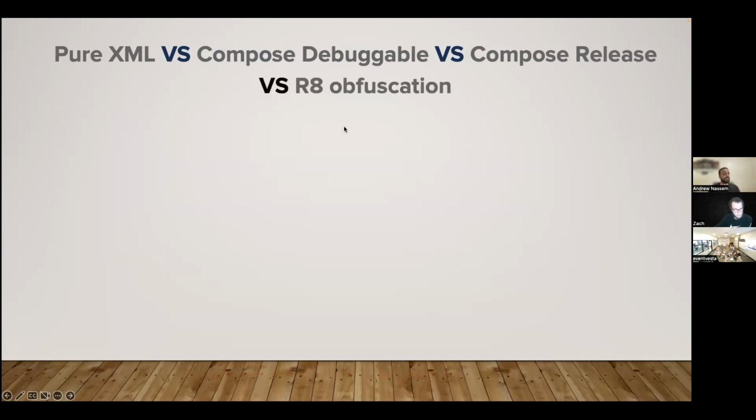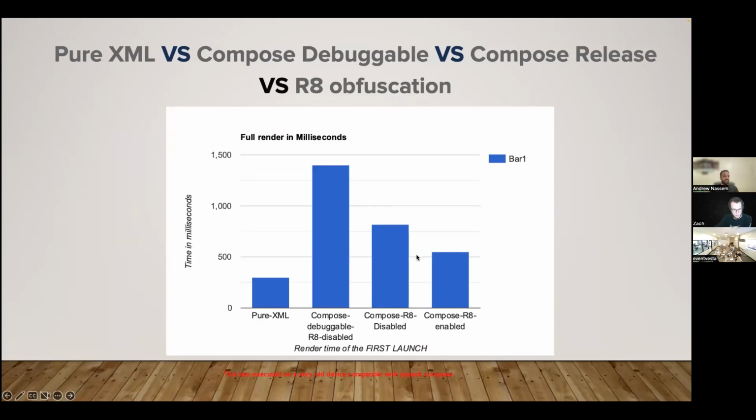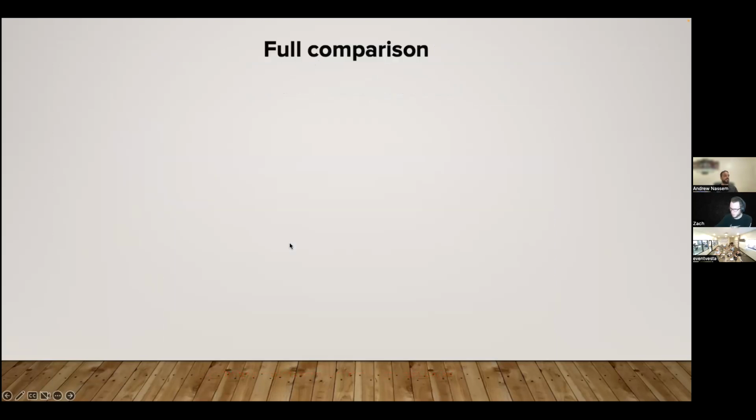If we add more to compare, which is R8 obfuscation, meaning the obfuscation is on, the result is that whenever we add R8 obfuscation, it's faster than with R8 disabled, but compared to pure XML, it's still slower than pure XML.